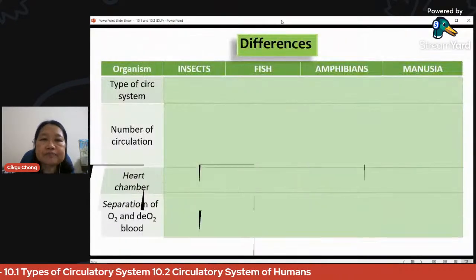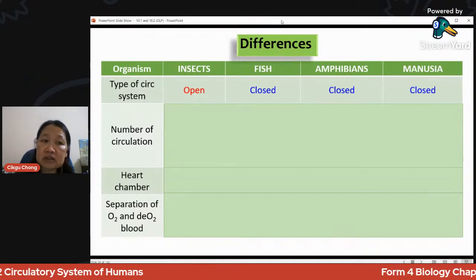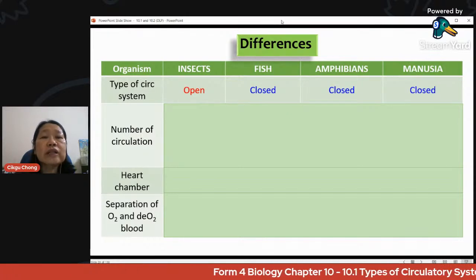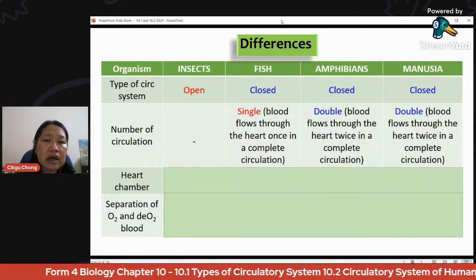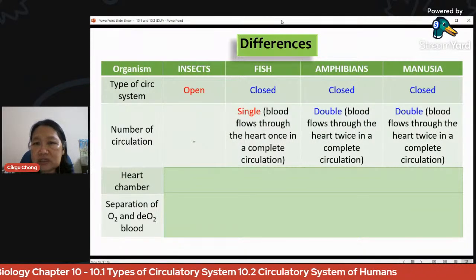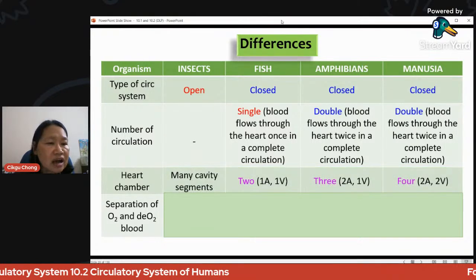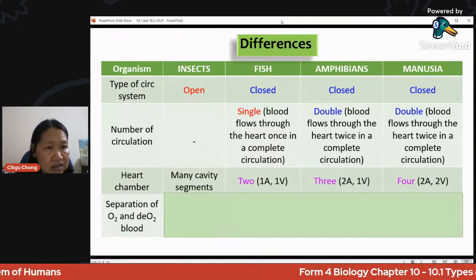Okay, then the differences. You can compare in terms of type of circulation, so you can read for yourself. The number of circulations in one complete cycle: for the fish it is single, and for amphibians and humans, this one will be double. Then heart chambers: insects have many cavities, there are many hearts there.